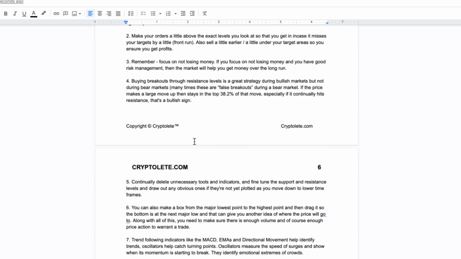Finally, remember, focus on not losing money. That's the most important part. If you focus on not losing money, and you have good risk management, then the market will help you get money over the long run. That's the most important part.